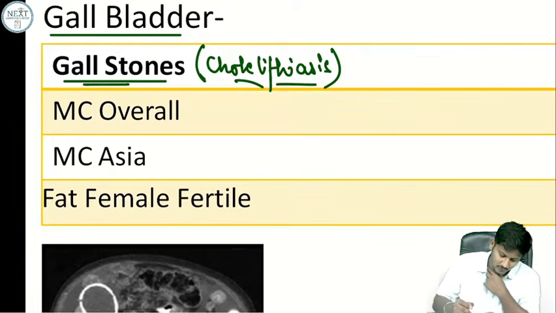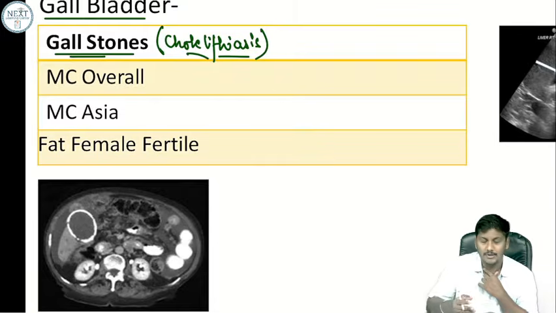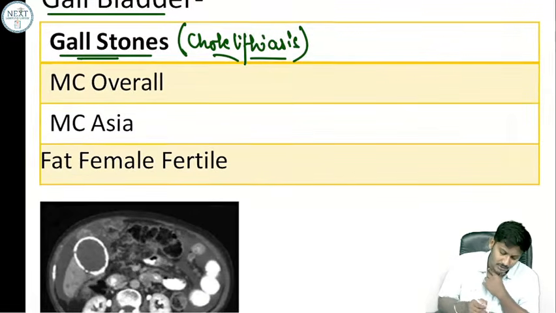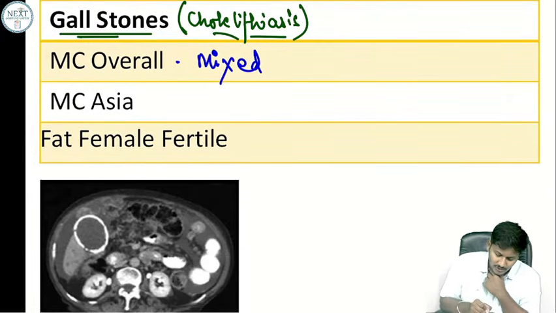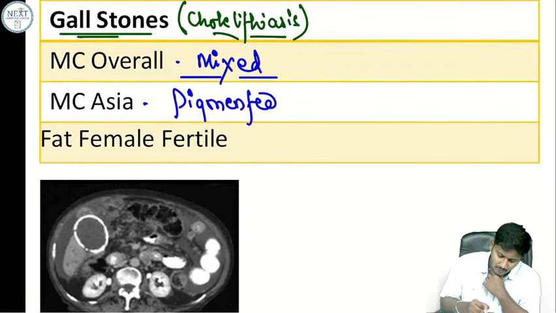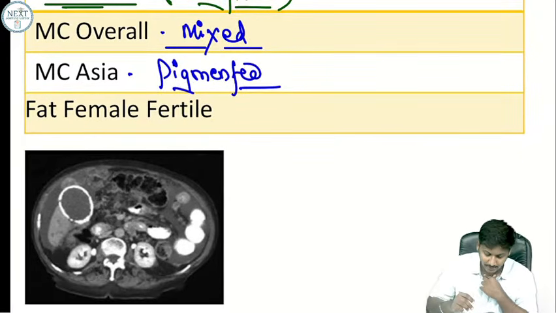So important is, if I talk about the gallstones or cholelithiasis, we know there are three major types of gallstones. The first one is the mixed type of gallstones. The second one is the pigmented gallstones, and the third is the cholesterol gallstones. The most common type of gallstones overall will be the mixed gallstones. The most common type of gallstone in the Asian population is going to be the pigmented gallstone. You can just remember, Asians are more pigmented.